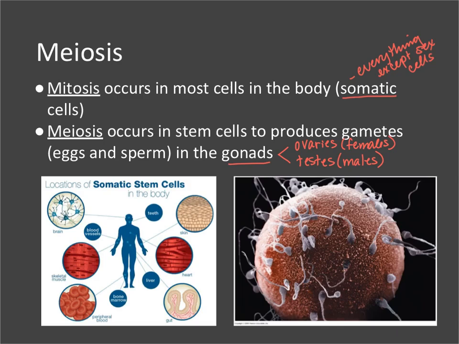And in these specific structures, there are these specialized stem cells that are also called germ cells. And these are the cells that go through meiosis in order to produce the gametes. And remember, gametes refer to the sex cells, which are also just known as eggs and sperm. So females would produce eggs and males would produce sperm. So meiosis only occurs in these specialized structures, and it only occurs with these specialized cells that produce eggs and sperm. Mitosis happens pretty much everywhere else.